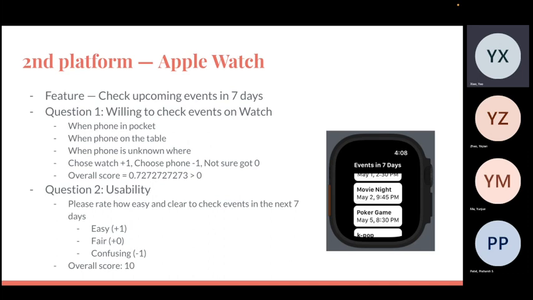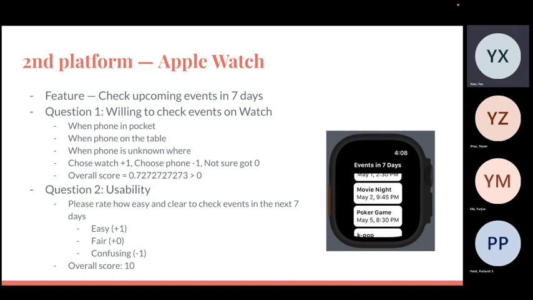However, sometimes you don't know where you put the phone, right? You have to spend some time to find it. In this scenario, people prefer to use the Apple Watch. For each question, if people choose Apple Watch, we add +1, and if people choose phone, we -1. Finally, we got an overall score above 0, which means people do prefer to use the Apple Watch, which validates our guess.